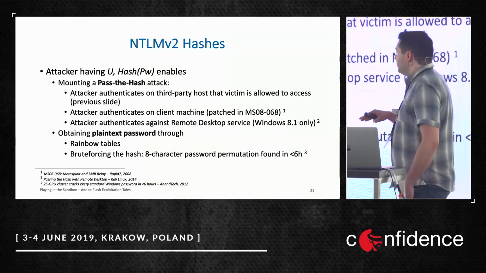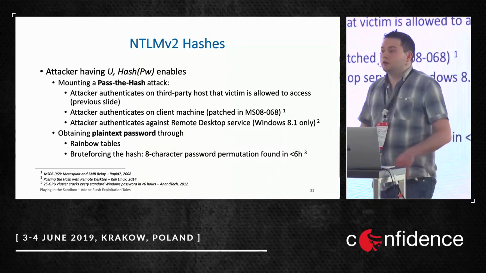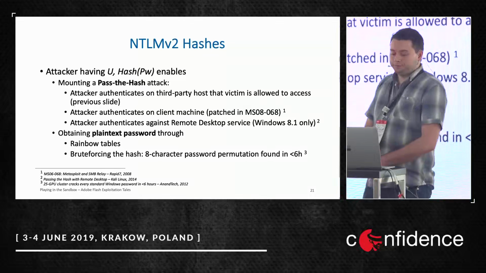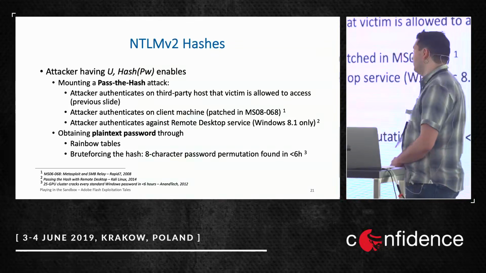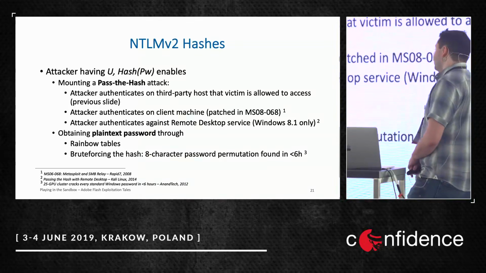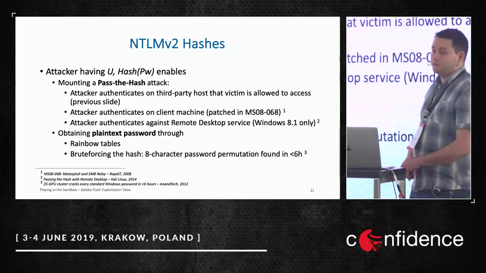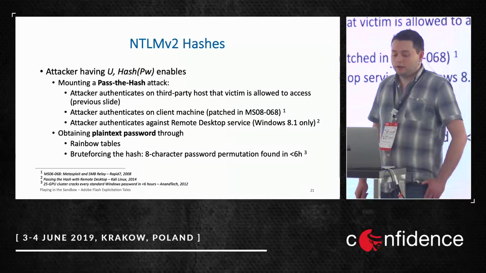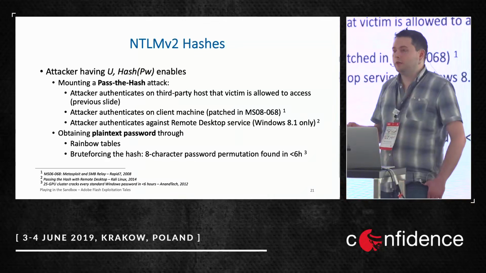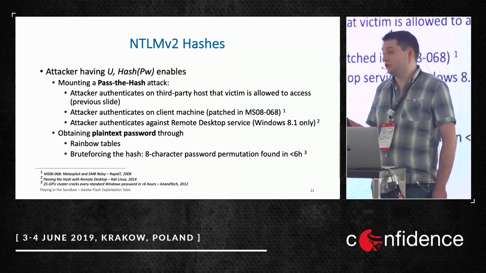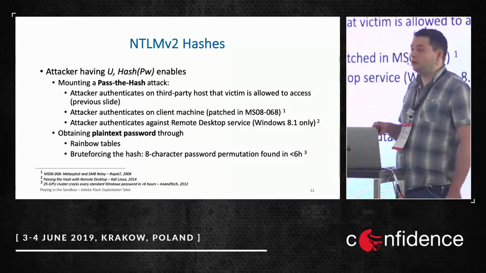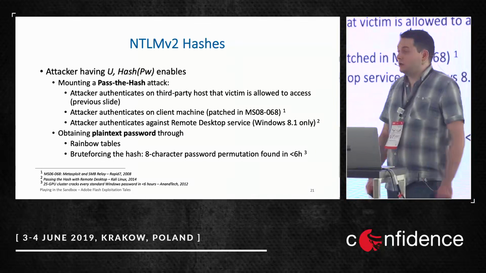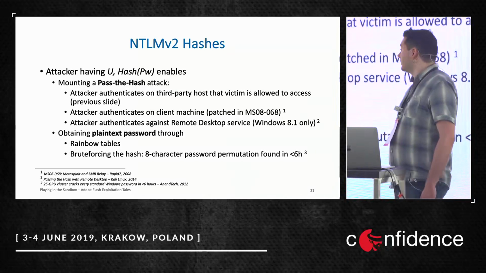Now finally, if that all fails, you can try to obtain the plaintext password. And you can do that by using rainbow tables. You can also try to brute force the hash. And to give you a rough idea, basically an 8-character password permutation can be found in under 6 hours. And this is a number from 2012, so you can imagine that with today's hardware, it will be much faster than that.